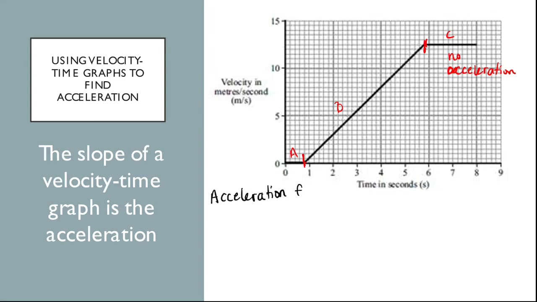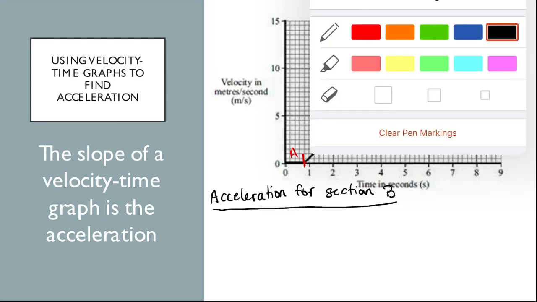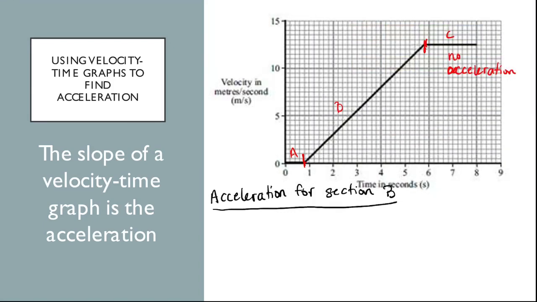Acceleration for section B. Okay, and then again, that's just finding slope. So let's find 2 points on this graph. It's not as easy to read, but I'm sure we can do it.